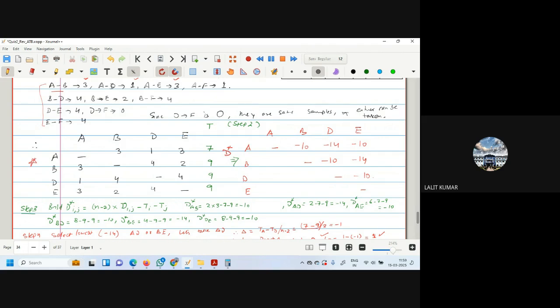Any confusion in the distance matrix? Anyone? This is very, very simple. Okay, so I assume there is no problem.